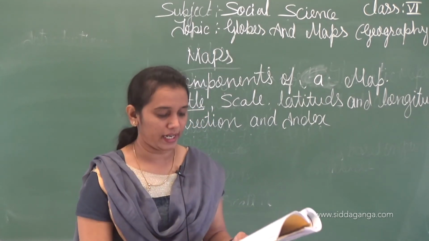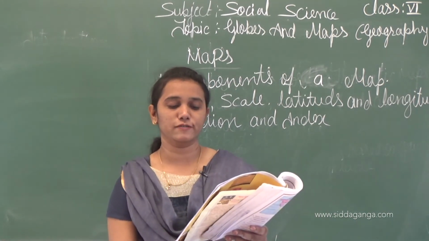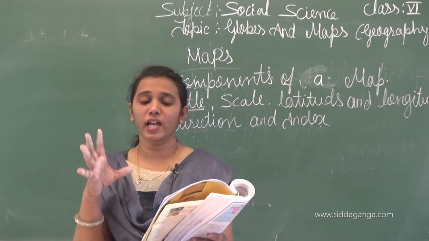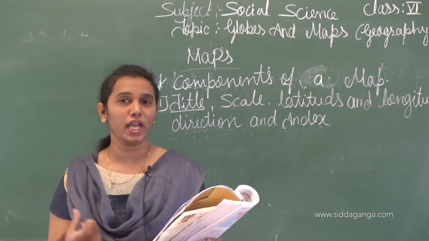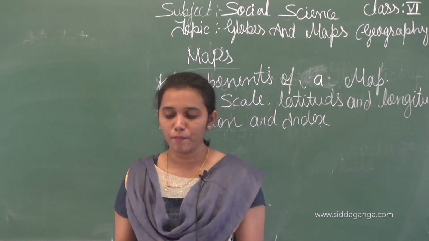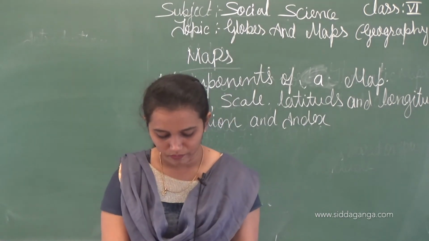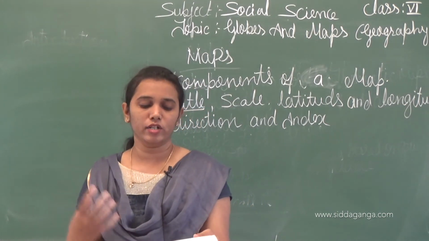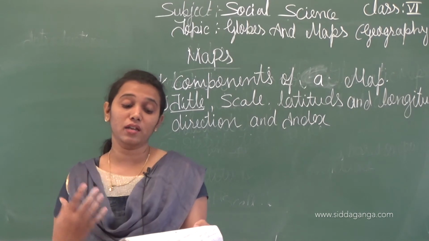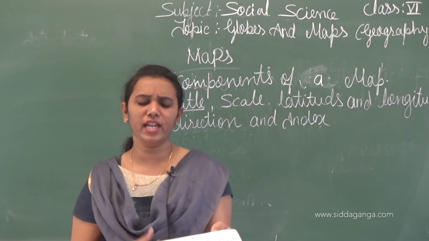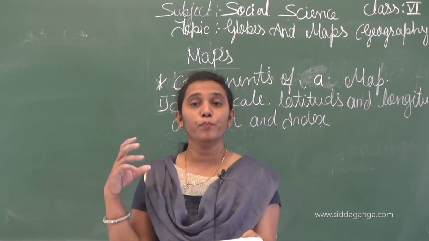Okay, see here, latitudes and longitudes. They are a grid of imaginary lines, children. They help us to find the location, distance, and direction of places on the map. They are imaginary lines, drawn from north to south, and east to west. They are very important to locate the places.